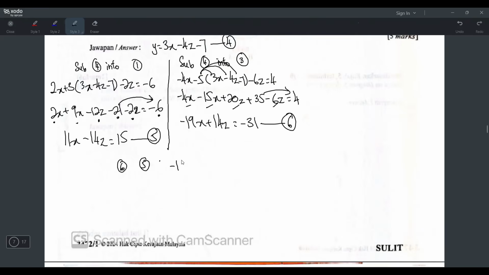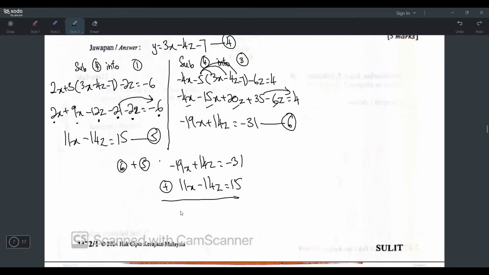We write the equation 6 first. Negative 19x plus 14z equals negative 31. And then this one is 11x minus 14z equals 15. Okay, if you want to eliminate the z, and the sign is not the same, you have to plus. Because if you minus, you will get 14 minus minus 14, which is 14 plus 14, 28 already. Then z is not eliminated. Okay, so this one should be plus.